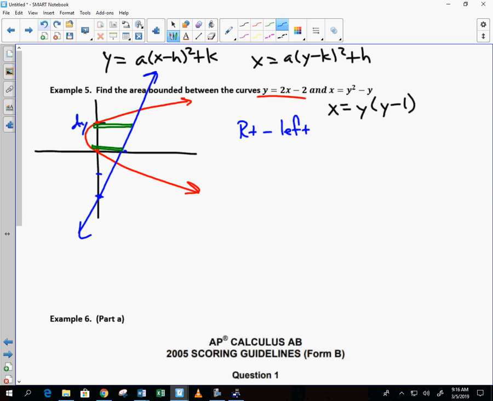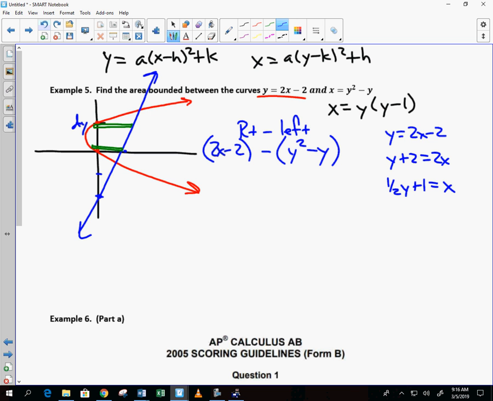And I know that the left is going to be y squared minus y. But the right side is 2x minus 2. That's a problem for me because it's not in terms of y. Okay, so Katie does this correctly. She says y is equal to 2x minus 2. She adds the 2. y plus 2 is equal to 2x. And she divides by 2. You get 1/2 y plus 1 is equal to x. So she simply solves for the line in terms of y. We good?